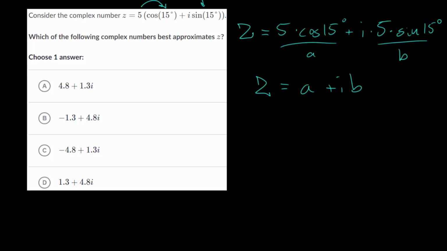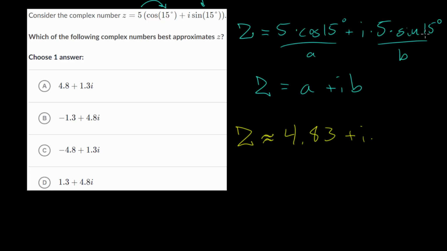Now at this point, we just need to simplify everything, meaning that we can just plug this straight into our calculator to figure out what a and b are. And what we find is that our complex number z is equal to 4.8296. We can just say 4.83. And we are approximating here since these would be irrational numbers. And we will add i multiplied by 5 times the sine of 15 degrees.